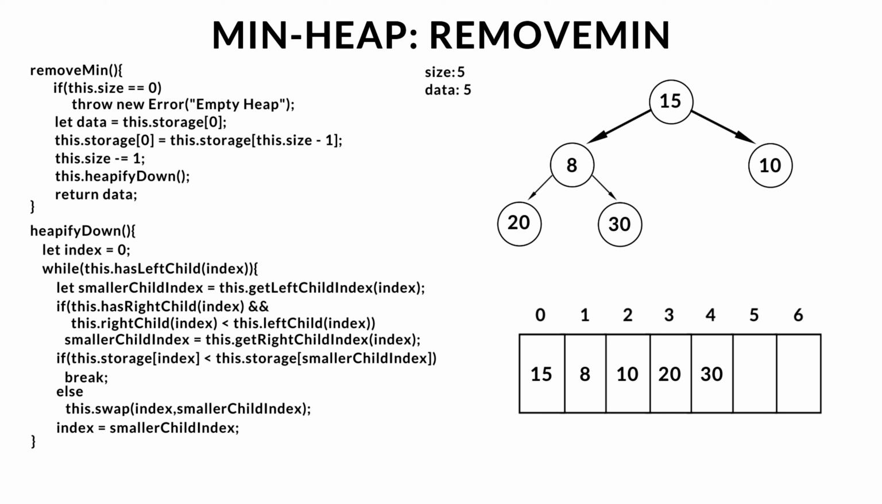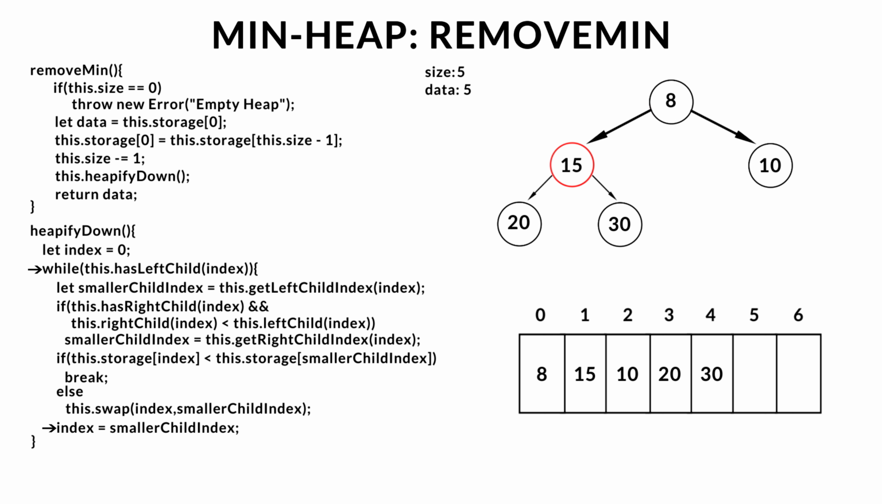From here, we have to traverse down the tree. So we start at the root node, which starts at index 0. And we want to keep going as long as we have a left child. So do we have a left child? Yes, we do. So we go ahead and initialize smallest to the left child. We then go ahead and check to see if the right child is smaller than the left. It's not, so we go ahead and check to see if the node we're currently at is smaller than its smallest child. It's not, so we go ahead and swap between these two indices.